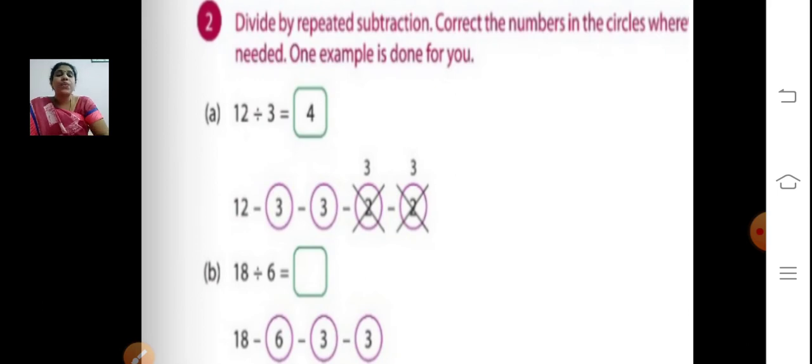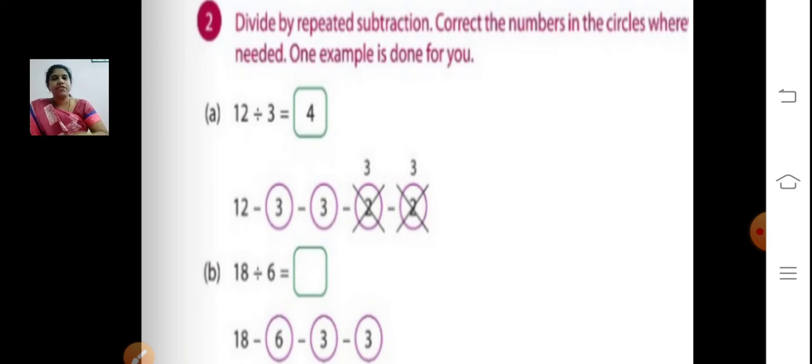Divide by repeated subtraction. We are going to divide by repeated subtraction. Correct the numbers in the circles wherever needed. So some mistakes are there in this sum, so we are going to correct that also. First we are going to divide by repeated subtraction.